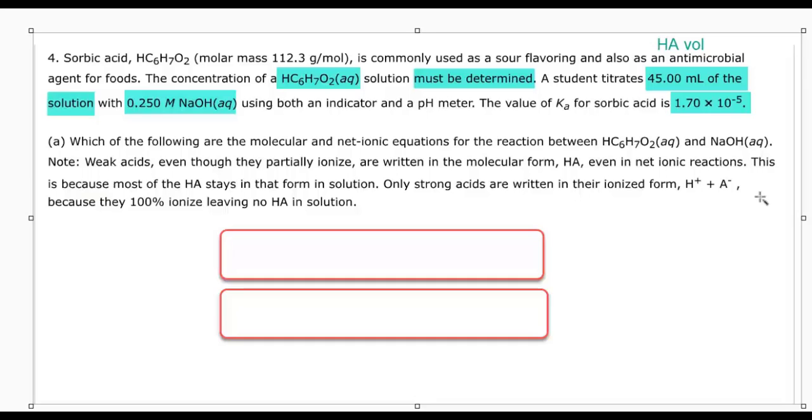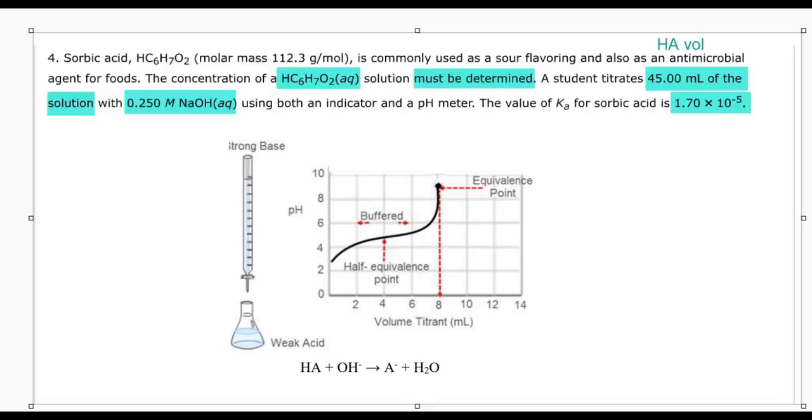Okay, we've got a weak acid and a strong base. So we're going to be starting at a pH of 3, adding some base to it. It's going to get to half titration, then half equivalence. Then we're going to have the equivalence, which is going to be slightly basic. Let's see what they ask first. Which of the following are molecular and net ionic equations for this reaction?